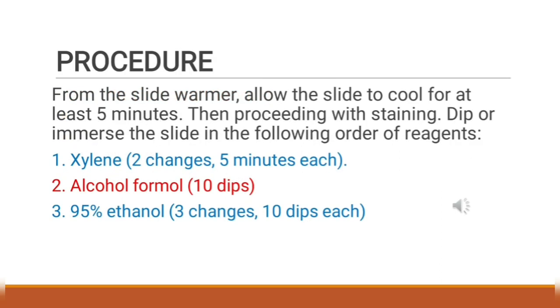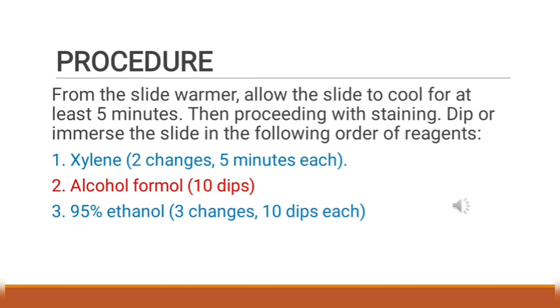Now let us proceed to the Hematoxylin and Eosin or H&E staining procedure. From the slide warmer, allow the slide to cool for at least 5 minutes. Then proceeding with staining, dip or immerse the slide in the following order of reagents. First is to clear the paraffin embedded sections in xylene for at least 2 changes and 5 minutes each interval. But according to the book, it can also be 2 to 3 minutes.